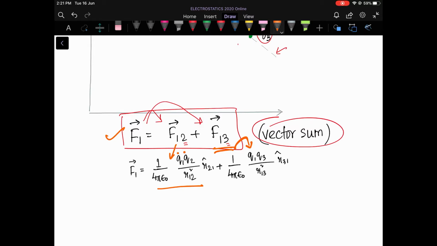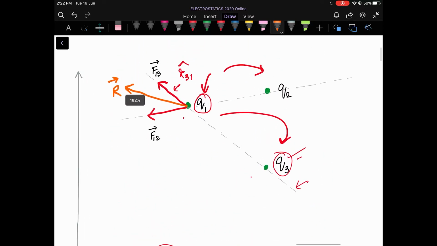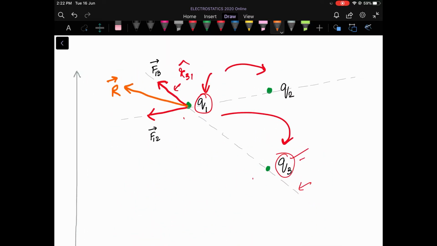Here I've written Q1, Q2, and here I've written Q1, Q3. Here I've written the distance between the first and the second charge, and here the distance between the first and the third charge. And these are simply the unit vectors. Now one thing you may question is that the force may be attractive as well.